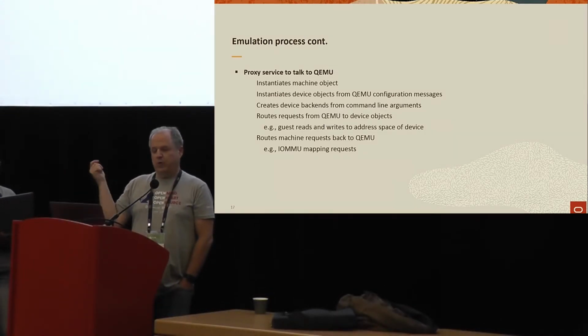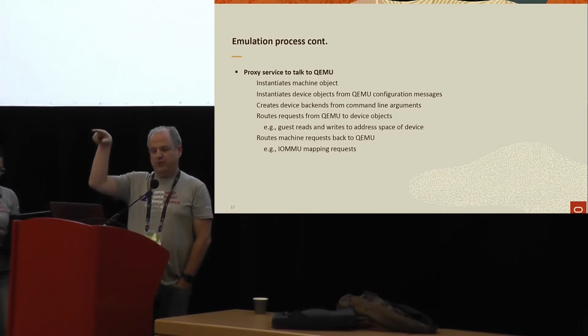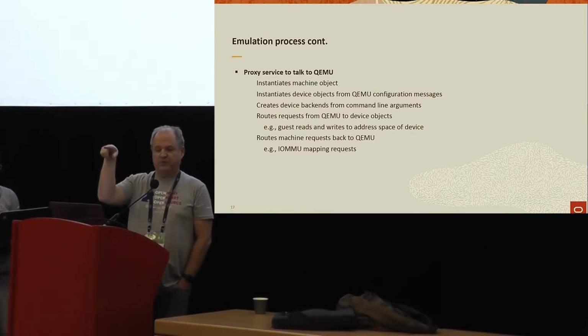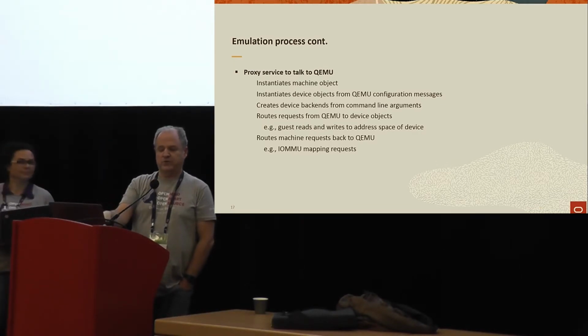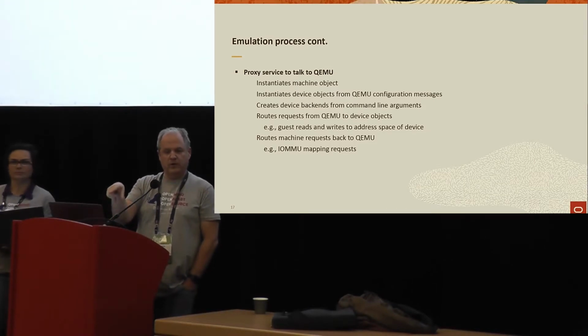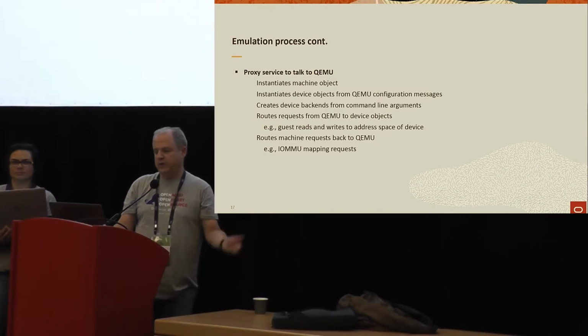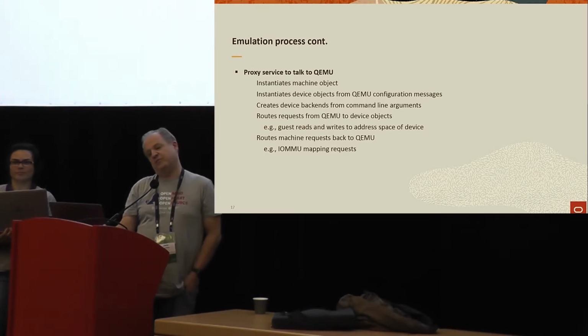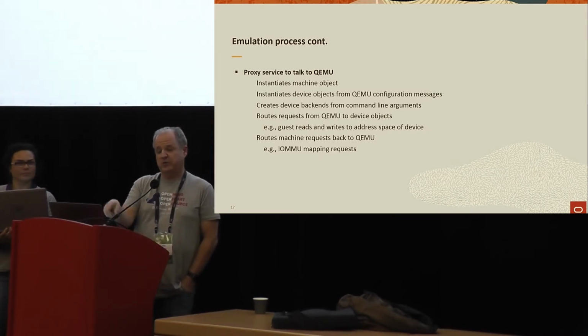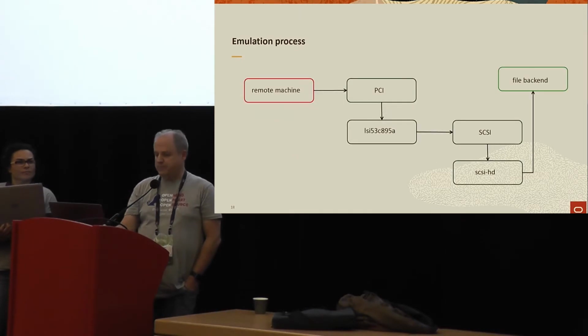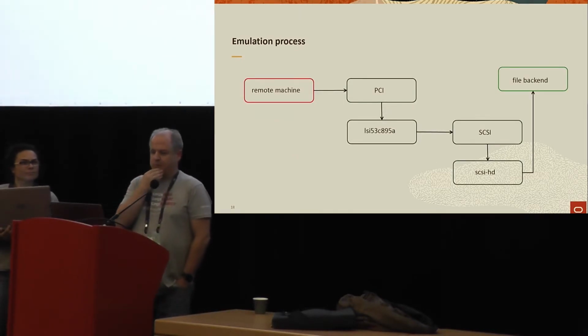So when the guest actually touches the device, it exits to QEMU. QEMU will forward, in a way we'll get to, the guest reads and writes to the emulation process, and this thing will route them to the correct device emulation object. Same thing for the other way. If the machine has a request that goes back to MMU, needs to go back to QEMU, this thing will route it back. So here it is as a picture.